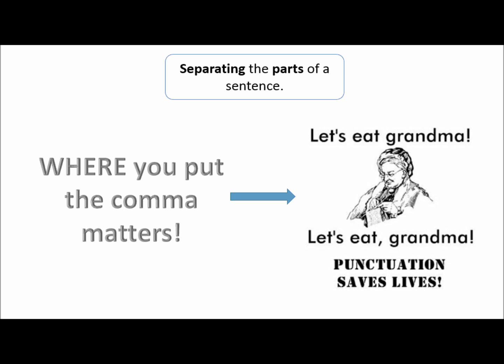Where you put a comma really does make a difference to the meaning of a sentence. This classic example about eating grandma shows you this very powerfully. Let's eat grandma without a comma is suggesting we all become cannibals and eat grandma. Let's eat, grandma, with a comma between eat and grandma is instead providing an instruction to grandma to join everybody in eating. Let's eat, grandma.